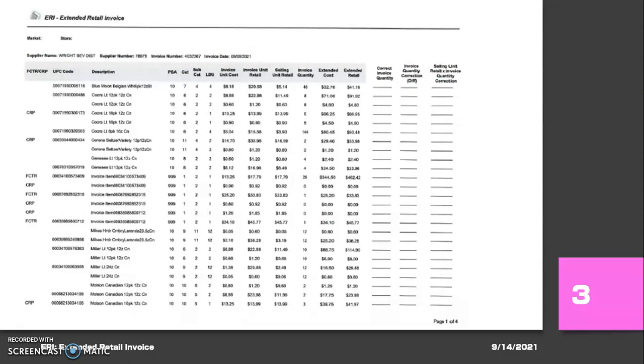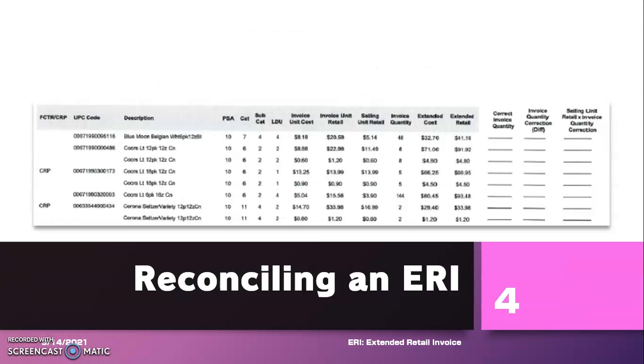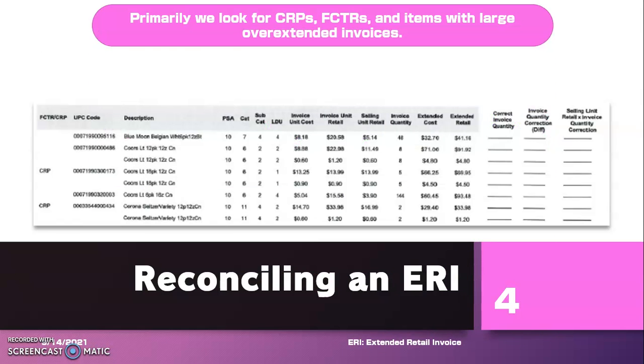So when looking at the ERI, our main focus is going to be looking at CRPs, FCTRs, and items with large overextended invoices. So, for example, if you had an item that cost you only $71, but the retail was $500 and some dollars, that's an example of a large overextension. You may want to look into that a little more closely, as I don't believe any single item would ever have that cost in retail.